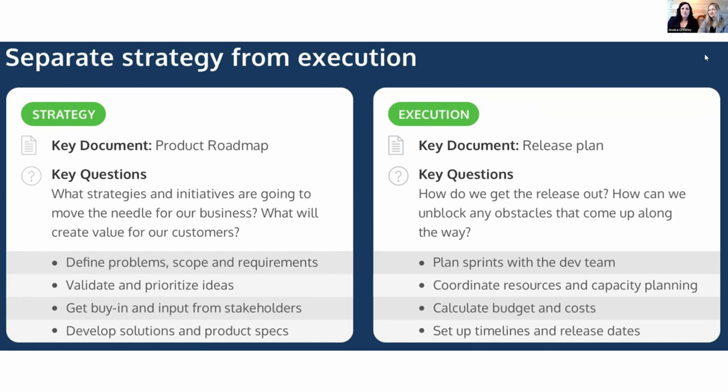And this is where we're starting to really do some of that coordination that is necessary during execution, like which resources are we going to have develop this particular scope, and doing some of that capacity planning and thinking about budget and cost, and also setting up that timeline. So thinking about the milestones and when are things actually supposed to be released to a customer.